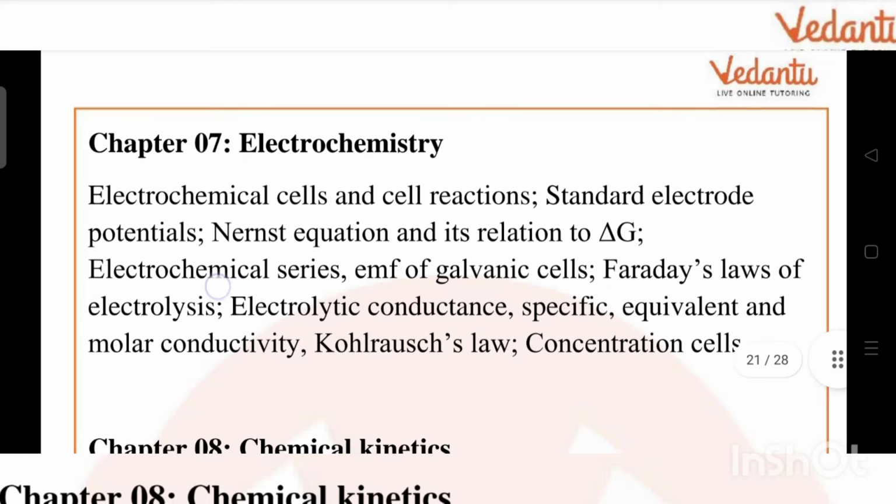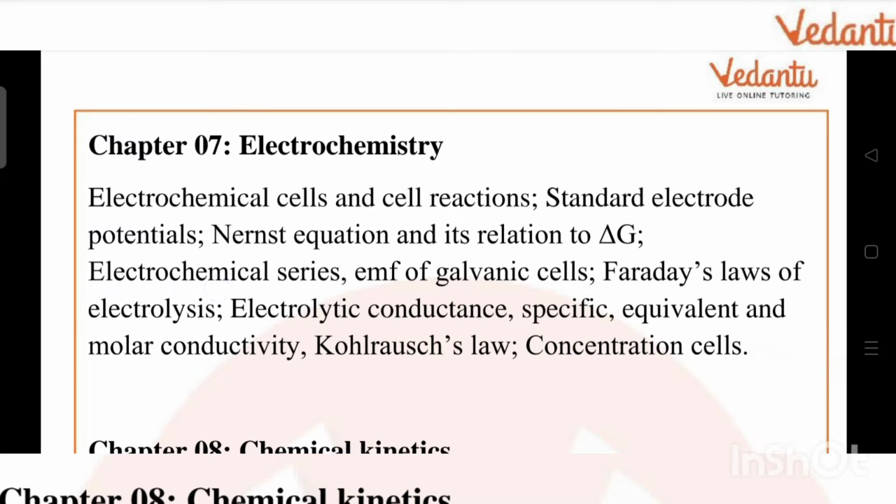In chapter number 7, electrochemistry. In this chapter: electrochemical cells and cell reactions, standard electrode potential, Nernst equation and its relation to delta G, electrochemical series, EMF of galvanic cells, Faraday's laws of electrolysis, electrochemical conductance, specific, equivalent and molar conductivity, Kohlrausch's law, concentration cells. All these mostly important points are covered in electrochemistry.